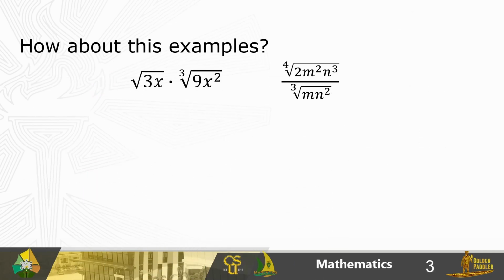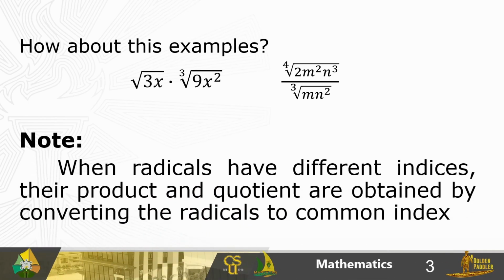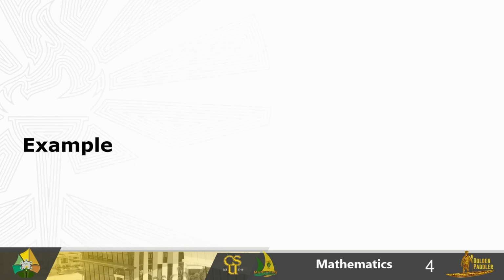How about these examples? Can we do it directly? We have the square root of 3x times the square root of 9x squared, and also the fourth root of 2m squared n to the cube over the cube root of mn squared. So to note, when the radicals have different indices, their product and quotient are obtained by converting the radicals to a common index. Meaning, we have to change the index first in order for us to multiply or divide the radicals. So let's have an example for that one.